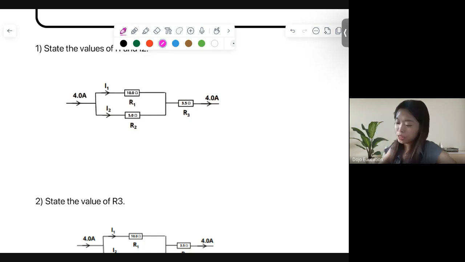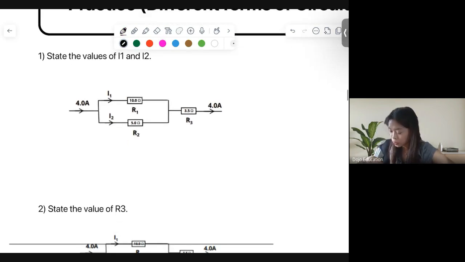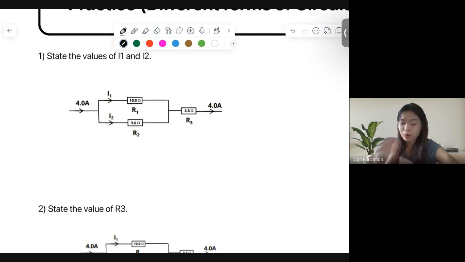Okay, so let's go through question number 1. Find the value of I1 and I2. So what formula can we use? In this case, what do we have? We have resistance, we have current. This is current, this is resistance. Okay, and now I'm finding I1 and I2.